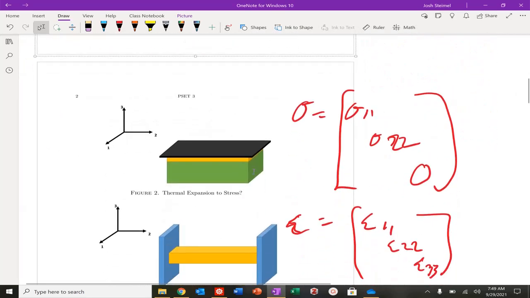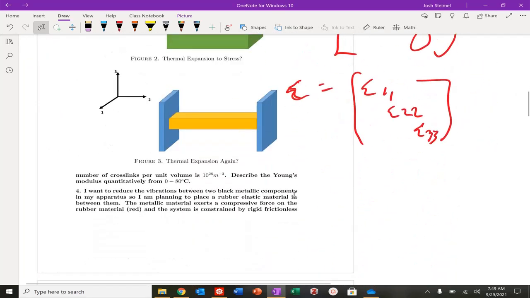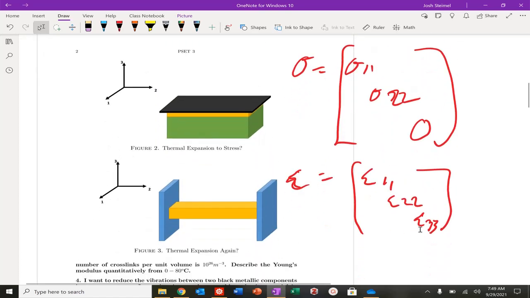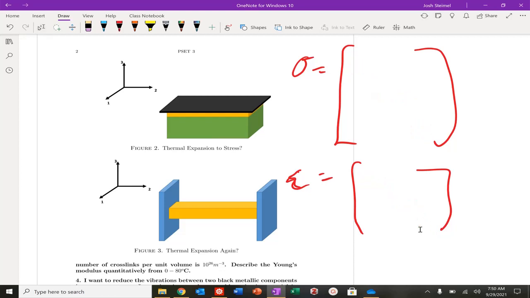So we need to write the full stress and strain tensors again for this scenario. So let's keep these right here, and let's start to write. So I'm going to erase from our previous problem set. Now our material is bonded and we're decreasing the temperature. So we decrease the temperature, so the material should want to contract in all those directions.